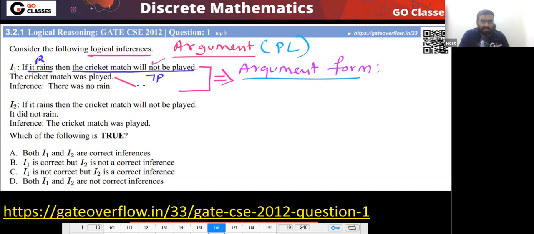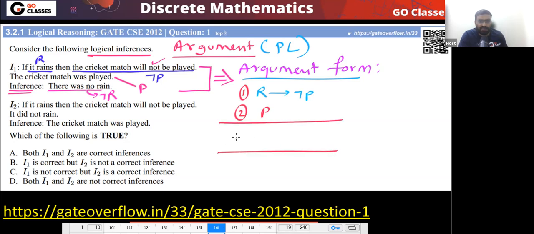So automatically this is P, and this is the conclusion. Inference means conclusion. So the conclusion is negation R. So finally, what is your argument form? If R, then negation P, this premise is given to you. The second premise that is given to you is P. And the conclusion is negation R. So this is called argument form, right? Yes or no?